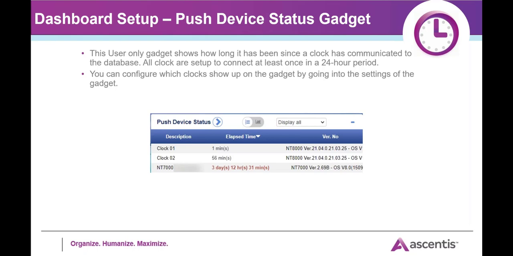And just in case you don't know, time clocks are set up to communicate with the software at a minimum of every 24 hours to make sure everything's up to date and everything's communicating. Once it goes past a certain threshold, in this case mine is 24 hours, it'll start showing that elapsed time in red. So in this case, I can see that somebody just used clock 1 a minute ago, working. Somebody used clock 2 56 minutes ago. And it looks like my old NT7000 clock hasn't communicated in about 3.5 days. So I have to go take a peek to see what's going on with that clock.